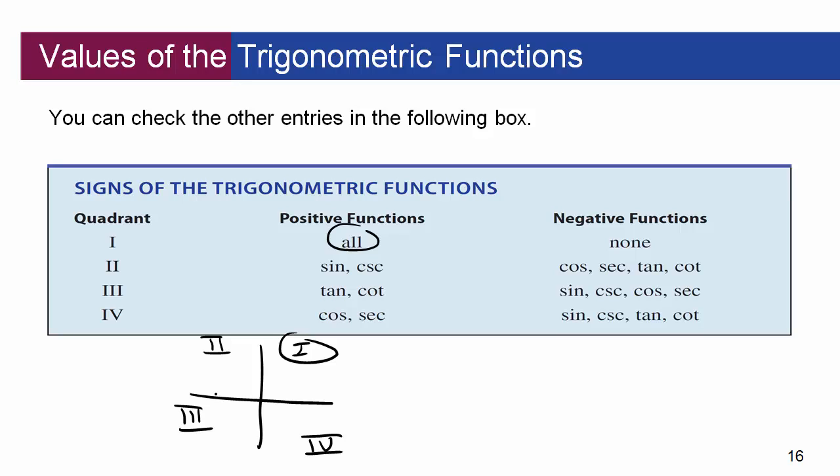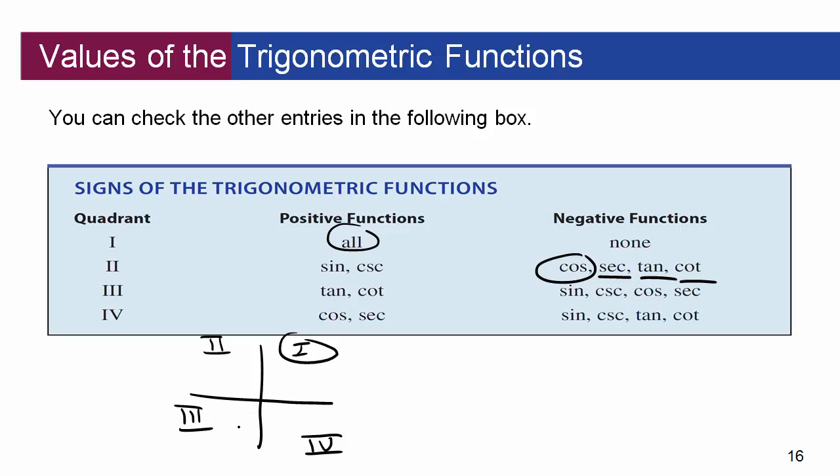We come over here to quadrant 2, and now our x value is negative. So that means cosine is negative, and sine is positive. So now anything that has a cosine in it is negative. So secant, which is 1 over cosine, and then the tangent and cotangent, which are sine and cosine combinations. One is sine over cosine, and then cotangent is cosine over sine. Those are all going to be negative.